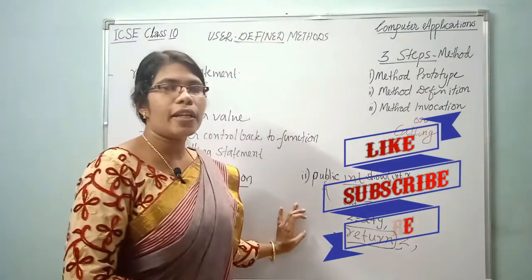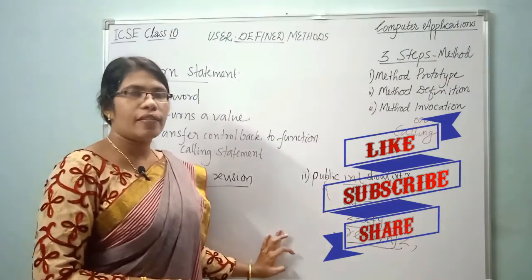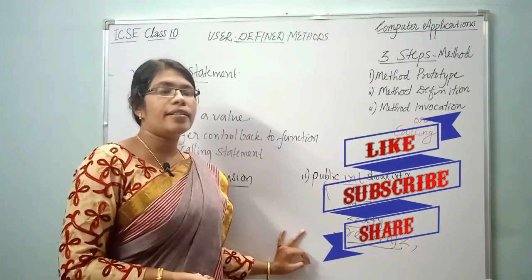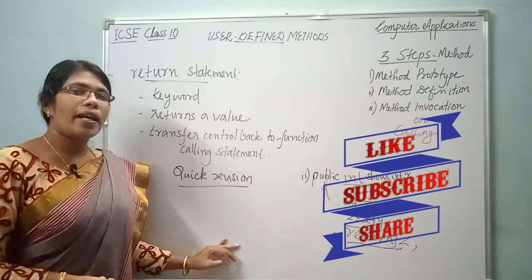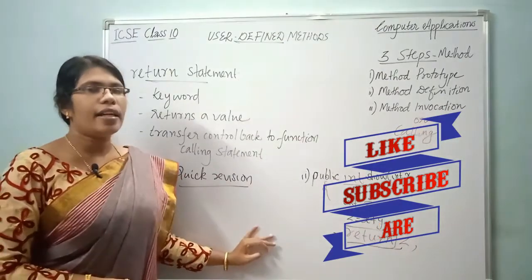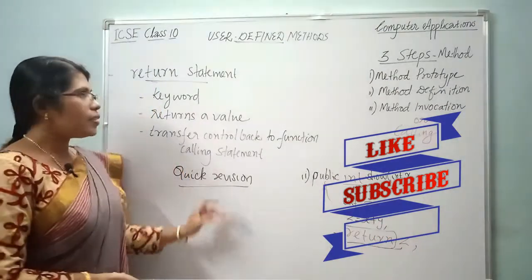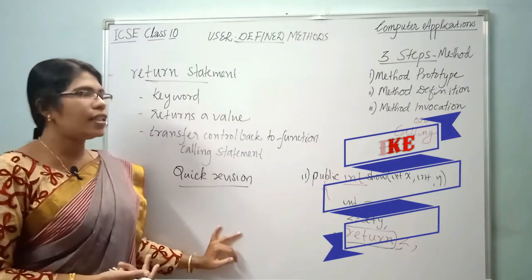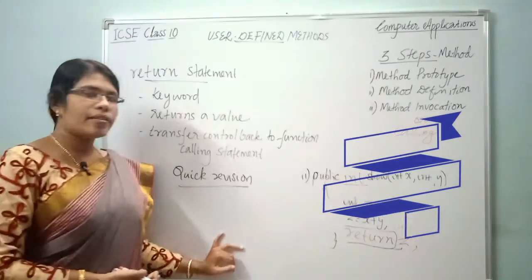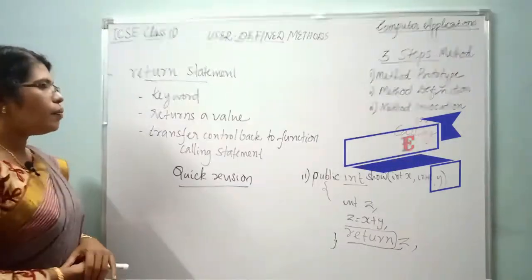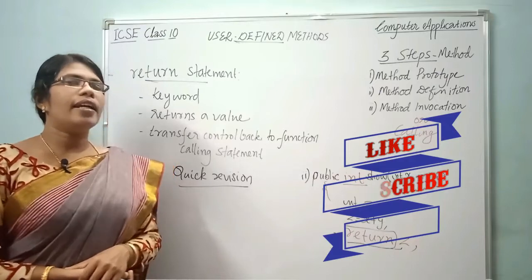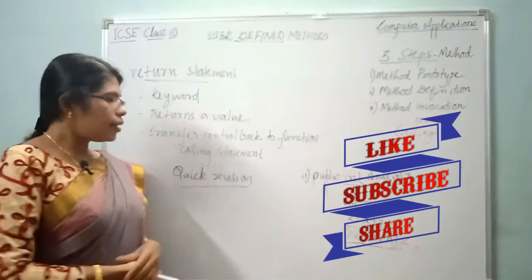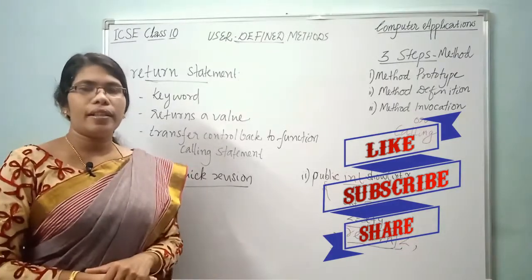The method prototype is the very first line of the method definition. And one more term we discussed is method signature, that is the name and the parameters along with the data types. The next one is the return statement. What are the uses of the return statement? Return is a keyword. It returns a value to the calling statement, then it transfers control back to the calling statement immediately, and returns only one value at a time. These are the points we have included in this class.